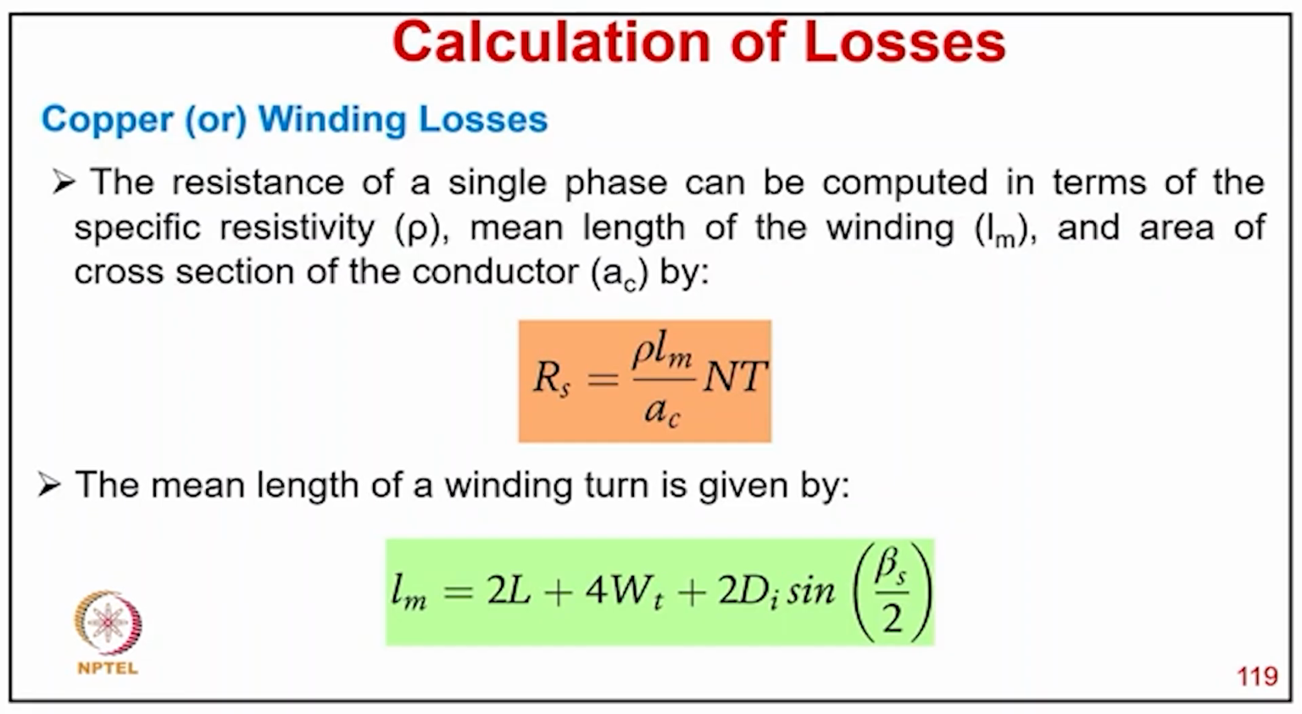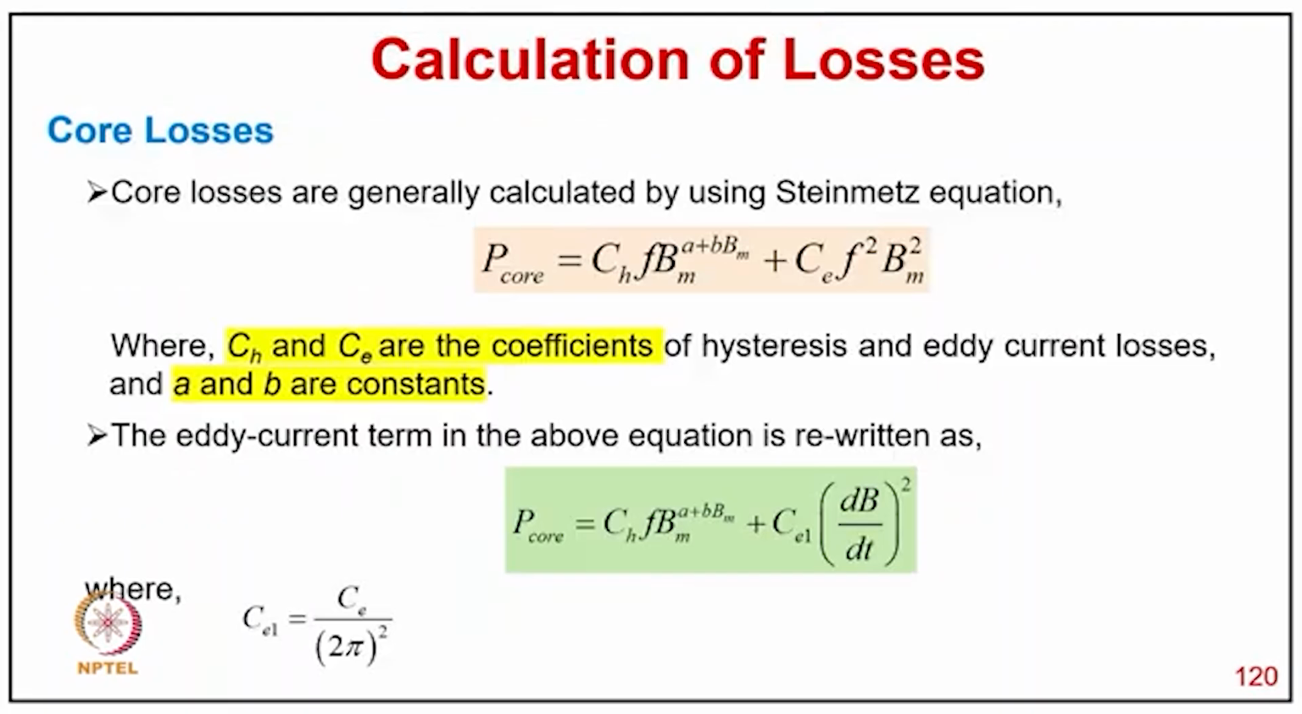Well, the mean turn length of the winding turn is given by L_M equal to 2L plus OWT plus 2 D_i into sine beta_s by 2. Now core losses. The core losses are generally calculated by Steinmetz relation: P_core equal to C_H f B_m to the power a plus b B_m plus C_e f squared B_m squared. So C_H and C_e are the coefficients of hysteresis and eddy current losses, and a and b are constants.